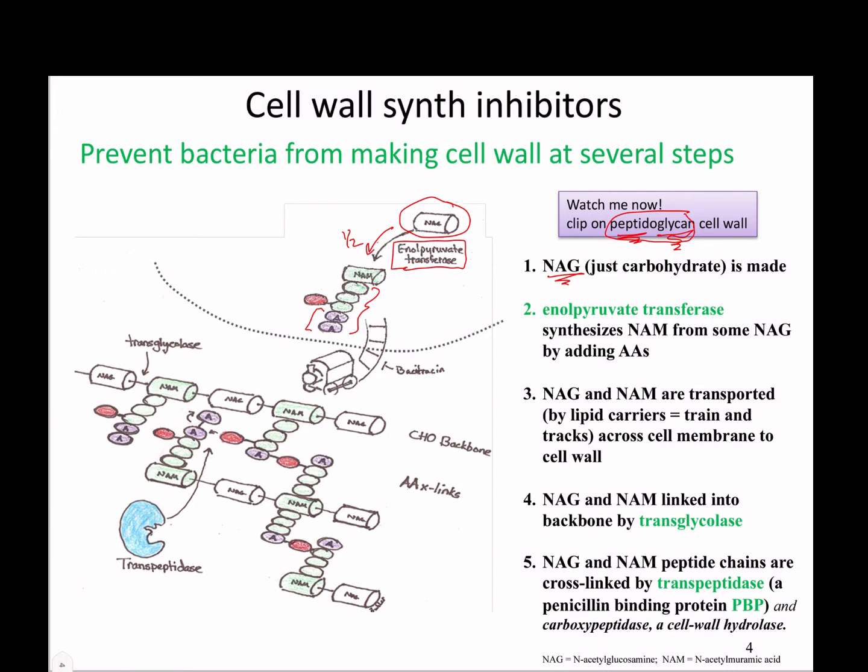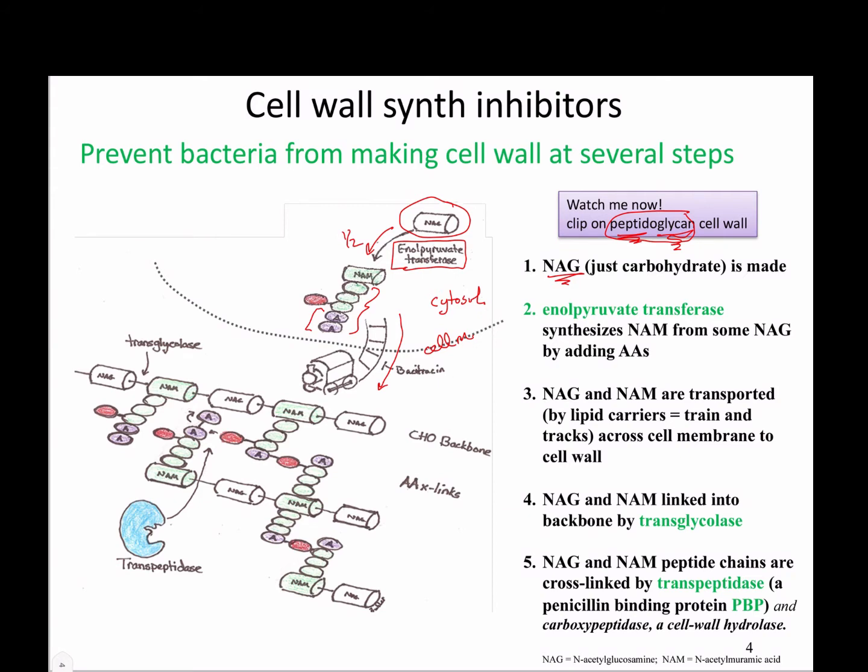You have the NAG and the NAM synthesized, and you're going to transport them outside of the cell. So that synthesis is occurring in the cytosol. So you're transferring them outside of the cell membrane, inner cell membrane. That's occurring by binding the NAM and the NAG to some lipid carriers that are going to pull it through. I'm not going to go into a lot of detail on how those lipid carriers work, but we do have drugs that can block this step.